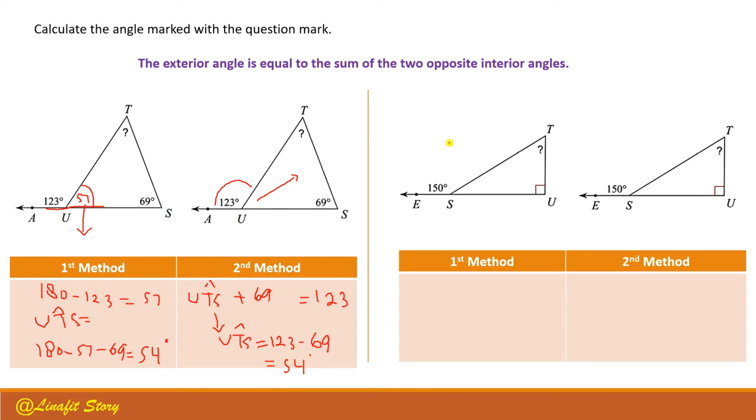The next question is here. There is a right angle, TUS. A right angle is equal to 90 degrees. So the first method: angles on a straight line is equal to 180 degrees. So to get TSU, it is equal to 180 minus 150, which is equal to 30 degrees.